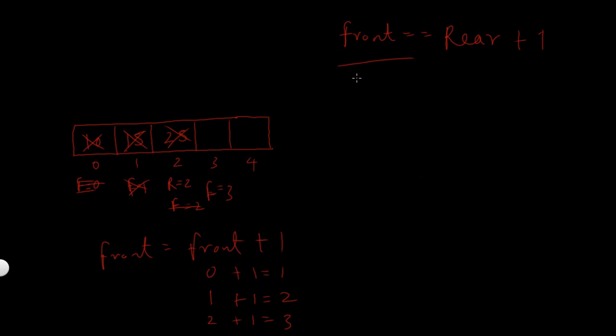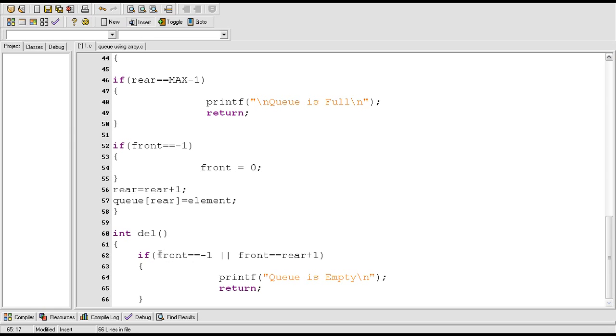Now let's check this condition. The value of front is equal to 3 and the value of rear at this point is equal to 2. So 2 plus 1 is equal to 3. Both are equal to 3, so this condition becomes true. Whenever the value of front is equal to rear plus 1, then the queue will always be empty. So if any one of these two conditions becomes true, then this printf statement will be executed, "queue is empty" will be printed on the screen, and with the help of this return statement we will come out of this del function.